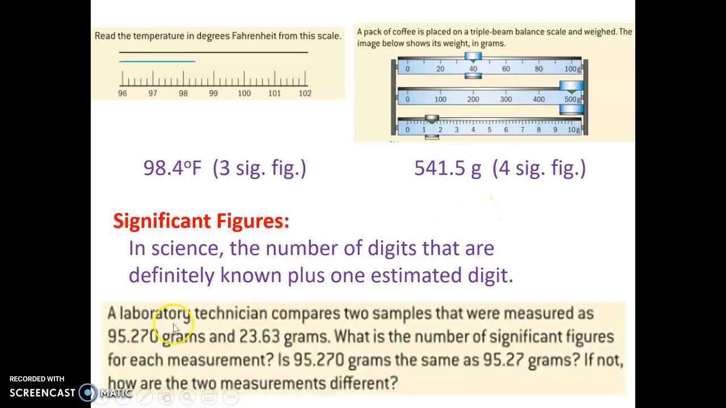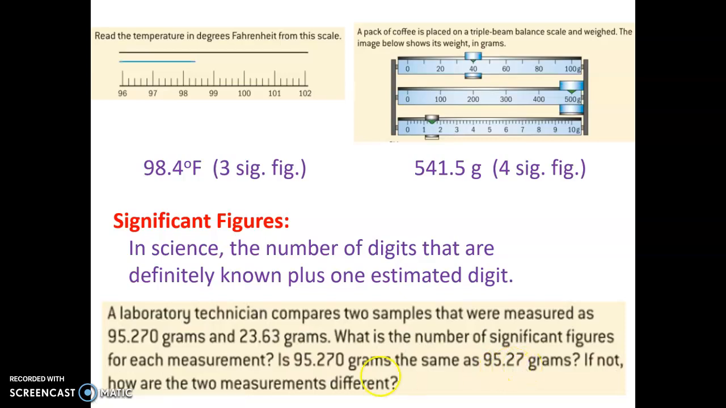Okay, let's say we have this situation. A laboratory technician compares 2 samples that were measured as 95.270 grams and 23.63 grams. What is the number of significant figures for each of these? Okay, I hope you said here 5 significant figures and here 4. And then this question, is 95.270 grams the same as 95.27?